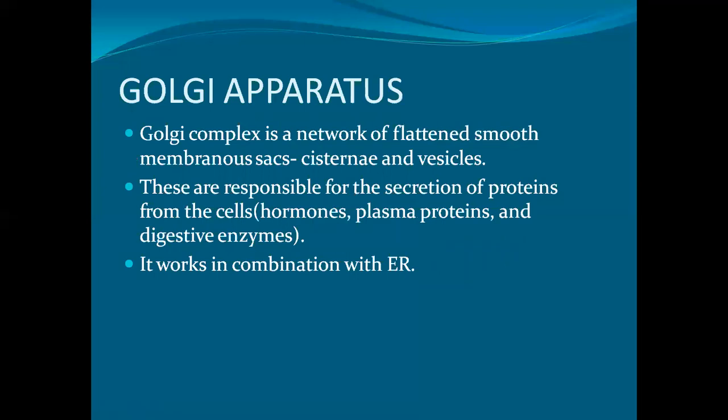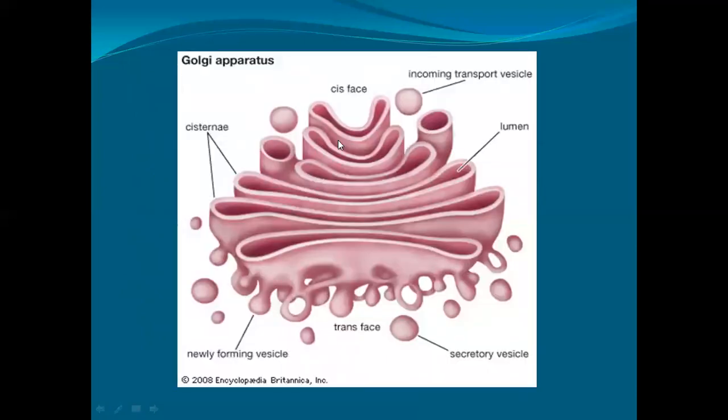Next is the Golgi apparatus. It is a network of flattened smooth membranous sacs, cisternae and vesicles. These are responsible for the secretion of proteins from the cells, like hormones and plasma proteins. It works in combination with the endoplasmic reticulum, as I told you before. This is the diagram of the Golgi apparatus having cisterns. This is the incoming transport vesicle. This is the lumen, the space between the cisterns.